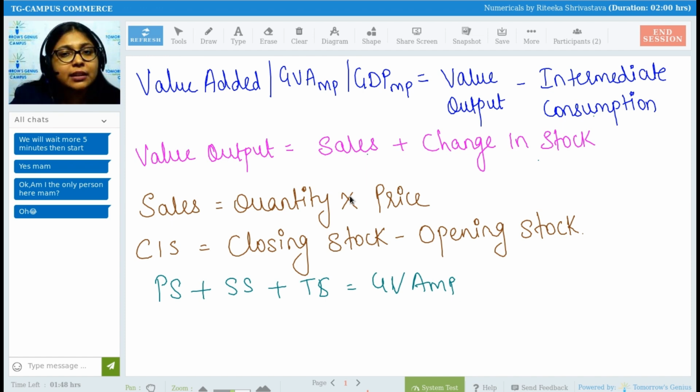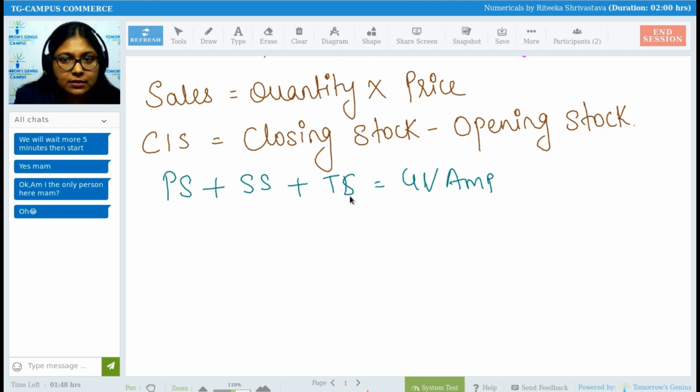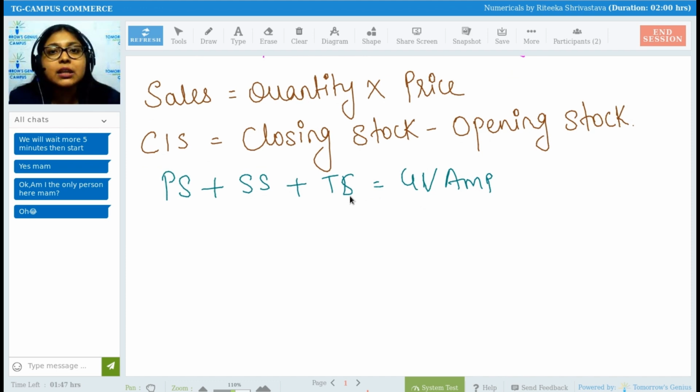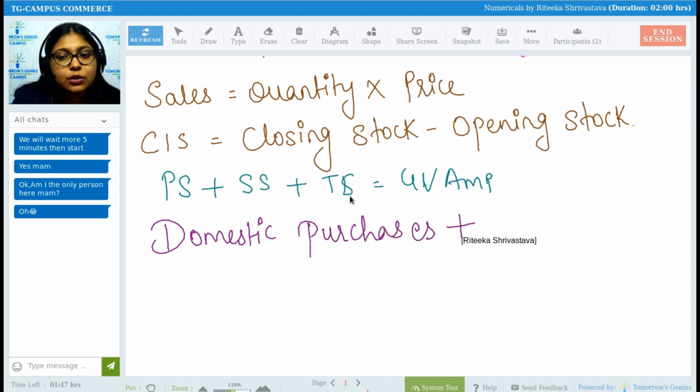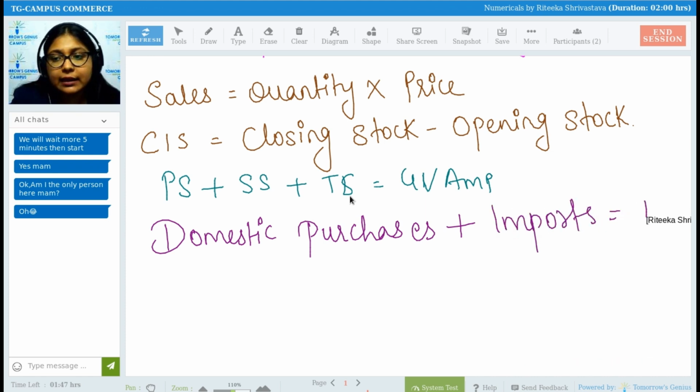One more thing, intermediate consumption means what? Purchases made by firms in order to produce more goods and services. Those are called intermediate consumption. At times they directly give you intermediate consumption, or at times they will give you domestic purchases. So in these domestic purchases, you have to add inputs. You will get intermediate consumption.